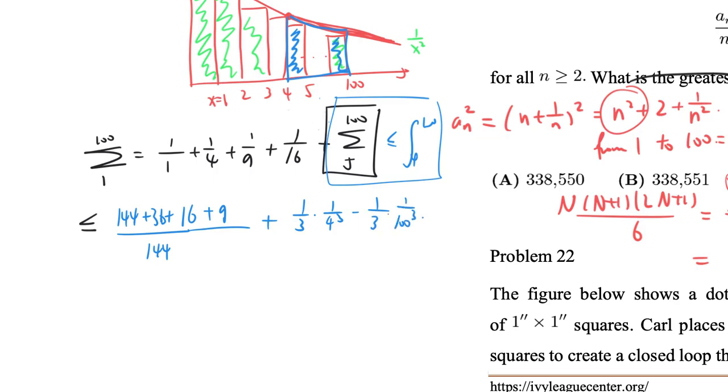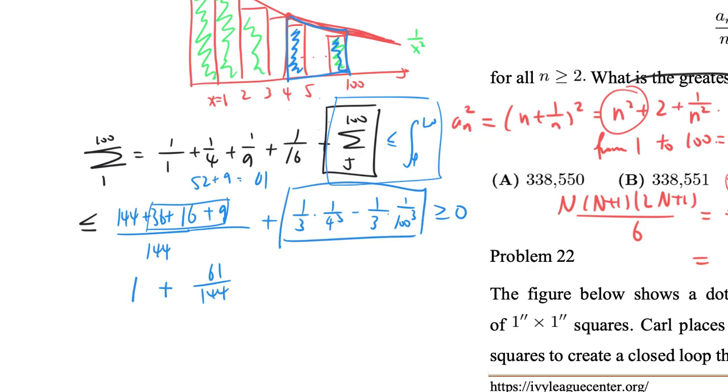And so here we have something that is 1, and this is like what, 52 plus 9 is 61. 61 over 144. And this here we see is obviously greater or equal to 0, because it's literally a positive area. But then it's also very, very small. Like this is tiny compared to, let's say, 1/2. So you have something that goes from 0 to 1/2. And so the floor of this is obviously going to be equal to 1.